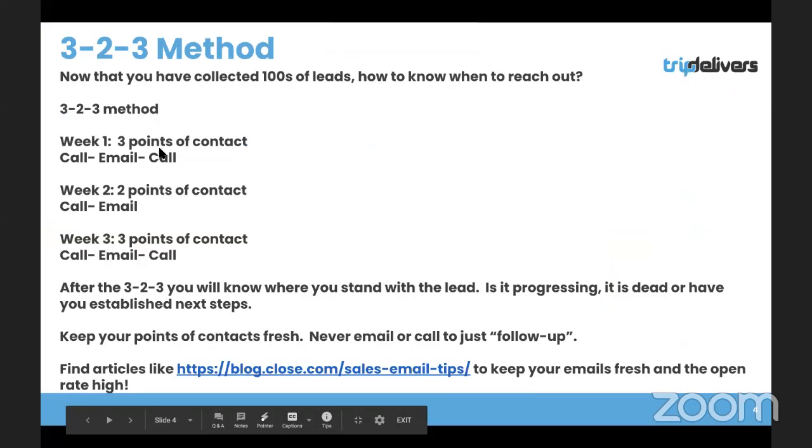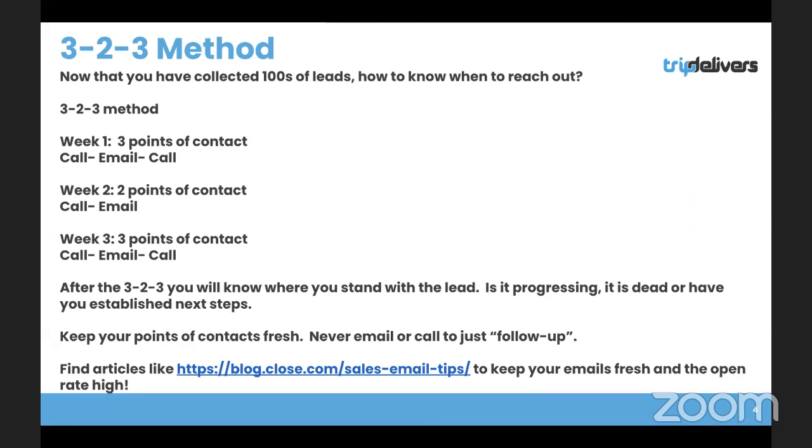I like the 3-2-3 method. So, how do you reach out and when? Week one, you're going to have 3 points of contact. You're going to call, wait a day, email, wait a day, call. Now, call doesn't necessarily just mean by phone. You could also do a walk in if you prefer walk ins, or you could save a walk in for later in week 2 or week 3.